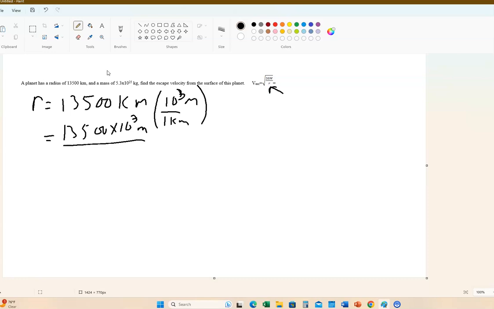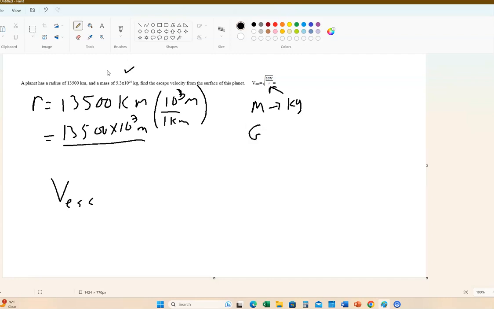We're going to use that number in the escape velocity equation. To find the escape velocity, just as a reminder, let's go into everything here. We're going to figure out v escape. The mass has to be in kilograms, and it's already in kilograms, so we're good there.